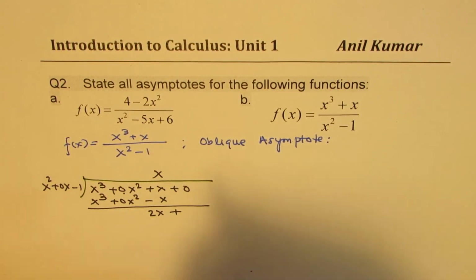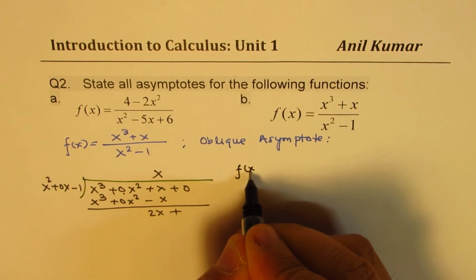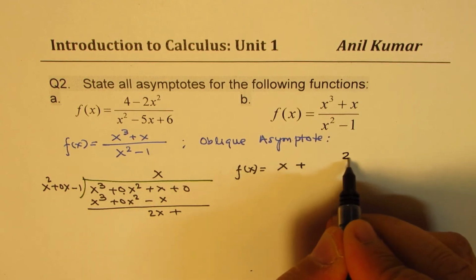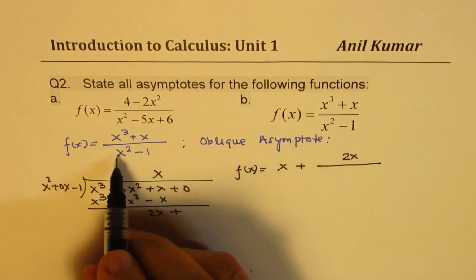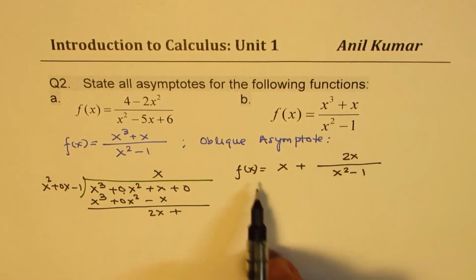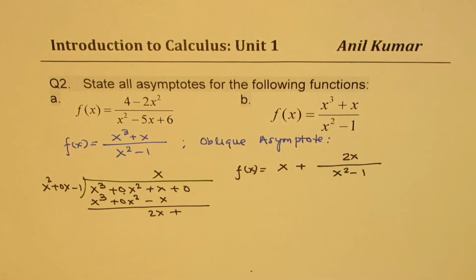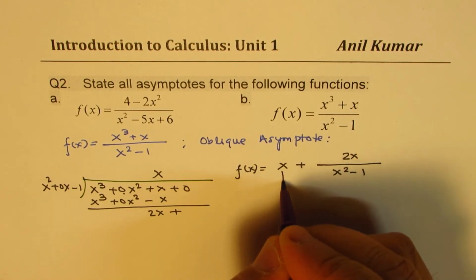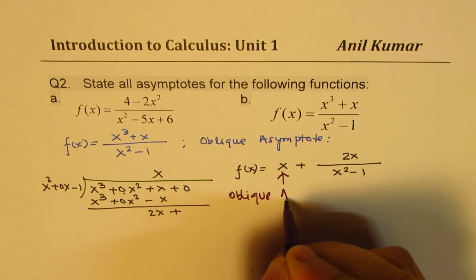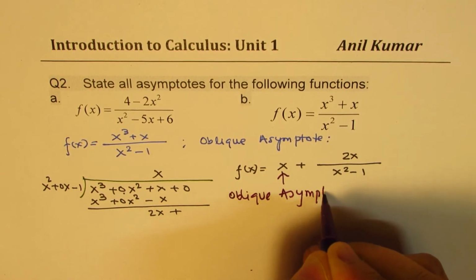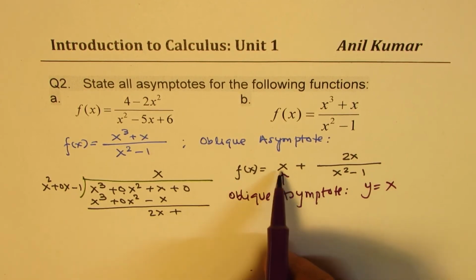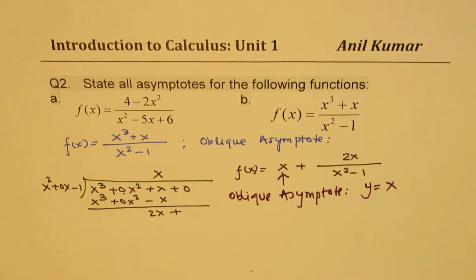Now, once you get this situation, we can write the function f of x as equal to x plus the remainder 2x divided by x squared minus 1, right? So from here, you get the equation of the oblique asymptote, which is y equals x. This is the oblique asymptote, whose equation is y equals x. That is, the function is approaching this oblique asymptote, correct?